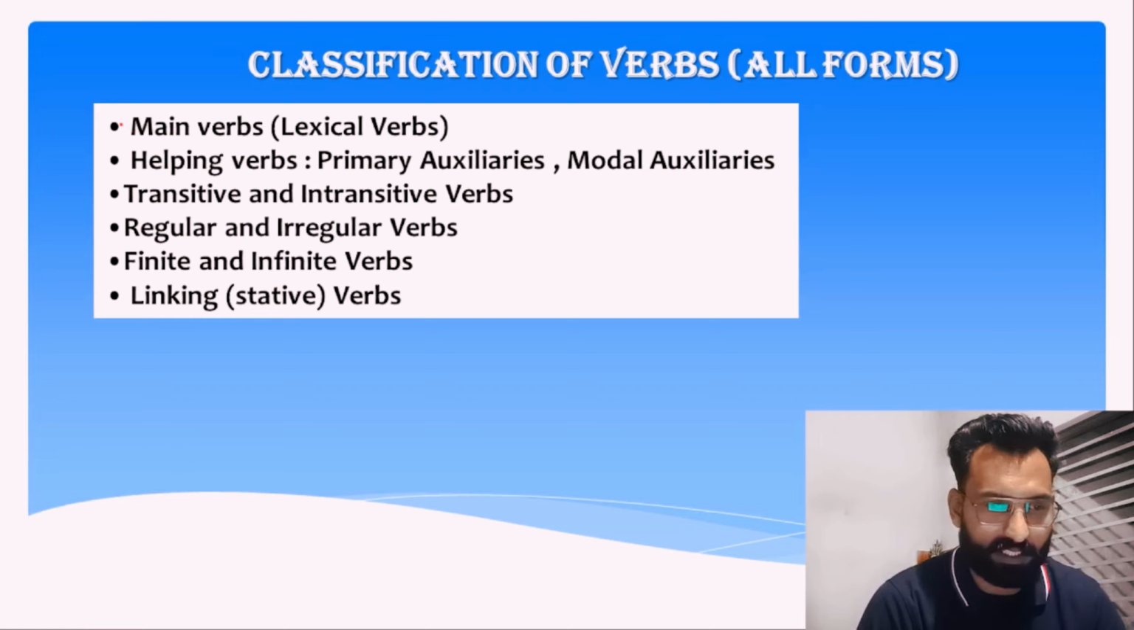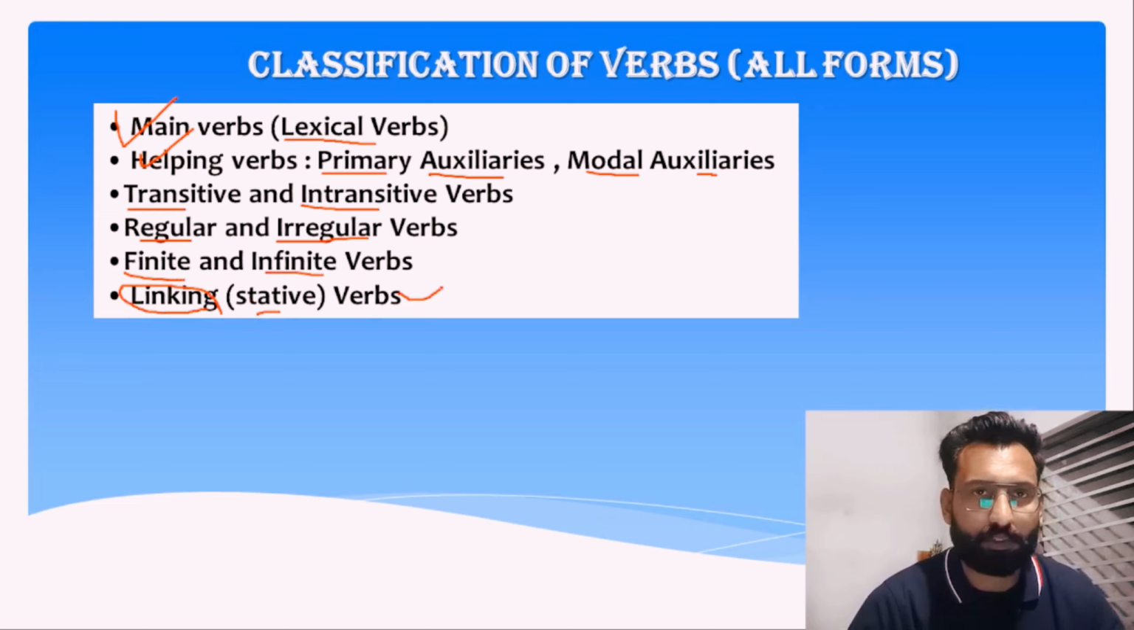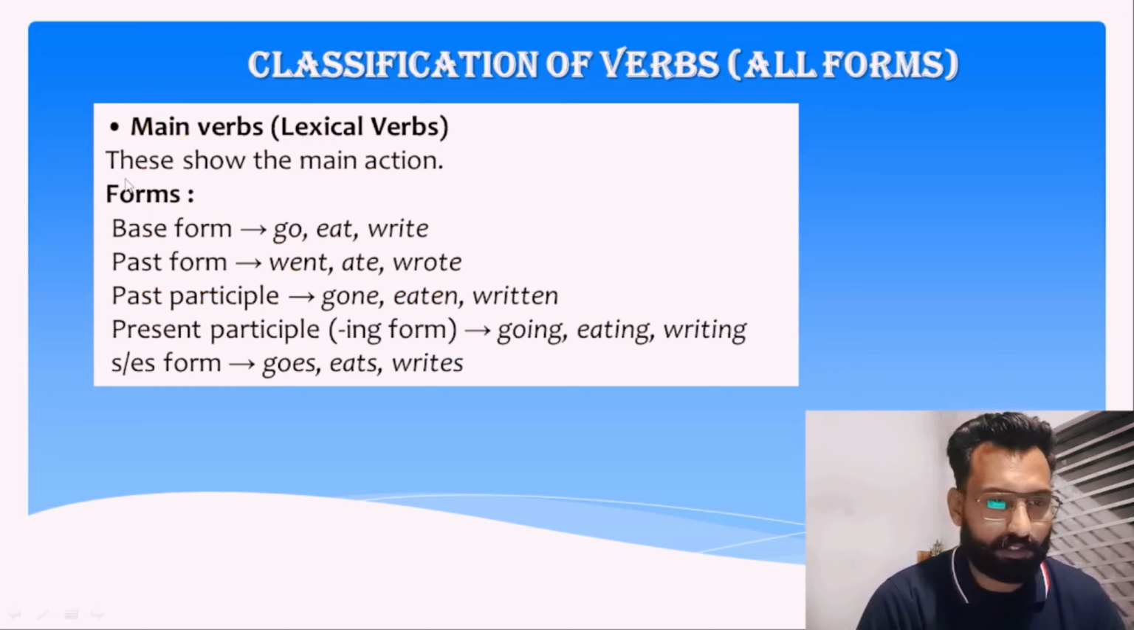We have 6 types: main verbs, which we call lexical verbs, then helping verbs, 2 types of helping verbs: primary auxiliaries, modal auxiliaries, then transitive and intransitive verbs, regular and irregular verbs, finite and non-finite verbs, then we have linking verbs and we call it stative verbs. So we are going to discuss them one by one. So let's start. First one is the first type of verbs that we can say main verbs.